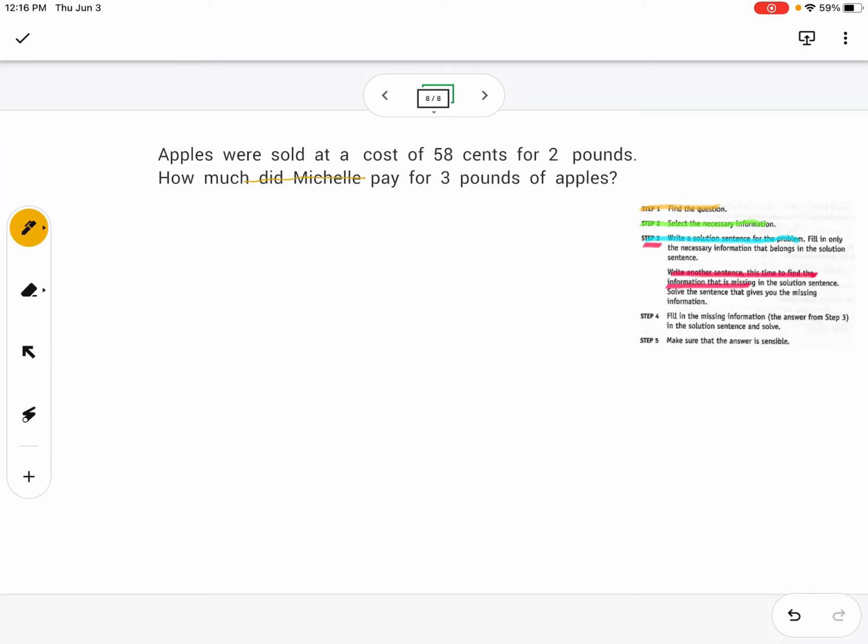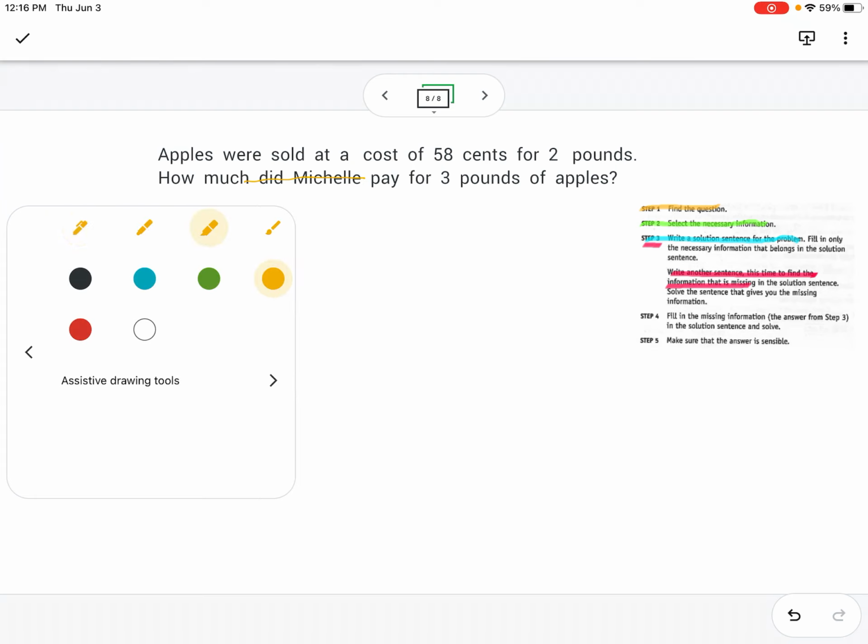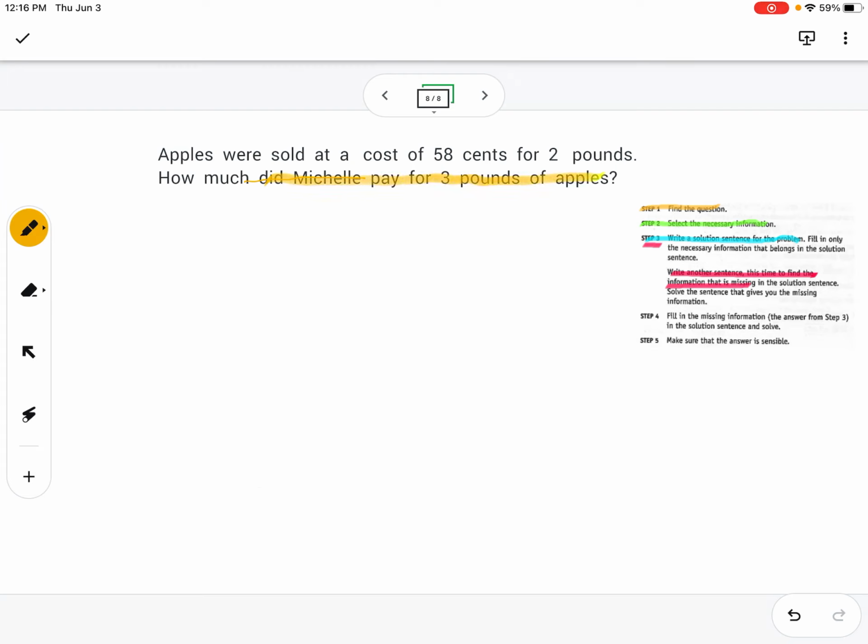How much did Michelle pay? How much did she pay for 3 pounds of apples? Now, step 2, select the necessary information. Well, we know we have how much money for 2 pounds. That's coming from one situation. The other thing we know is for 3 pounds, and the thing we don't know is how much.